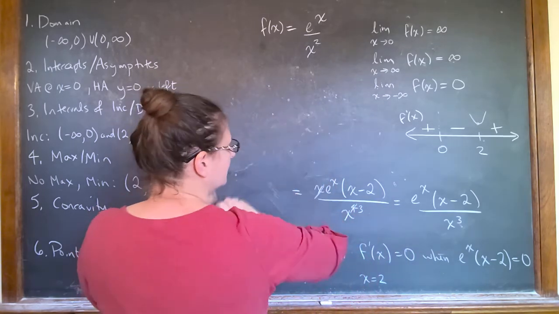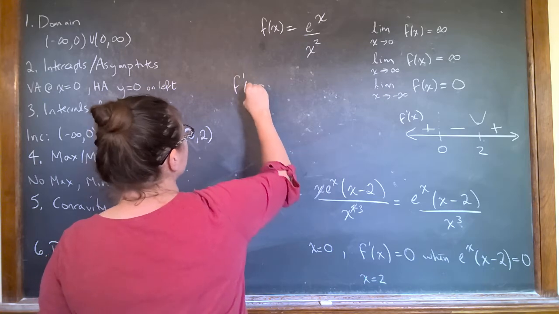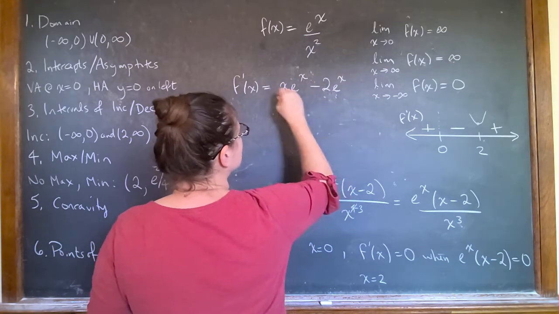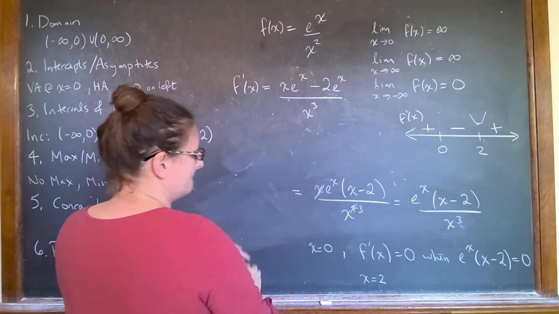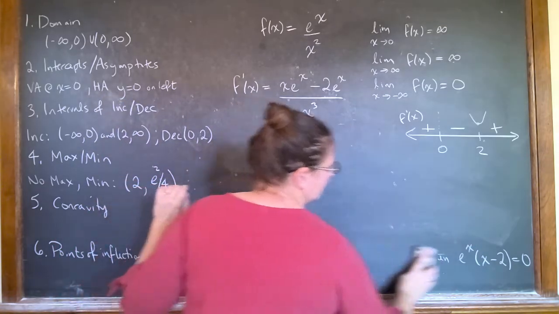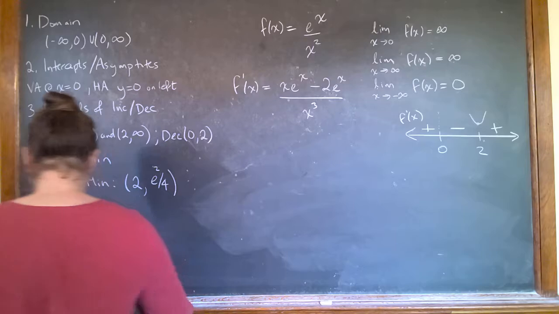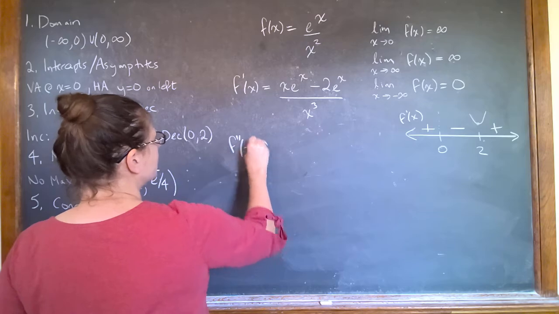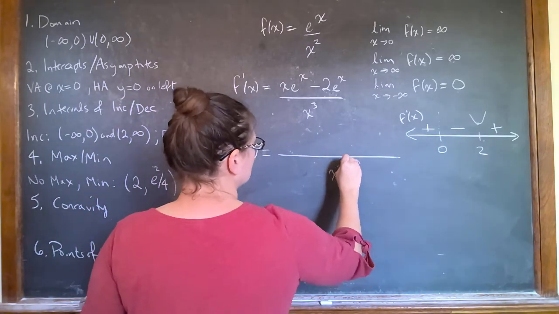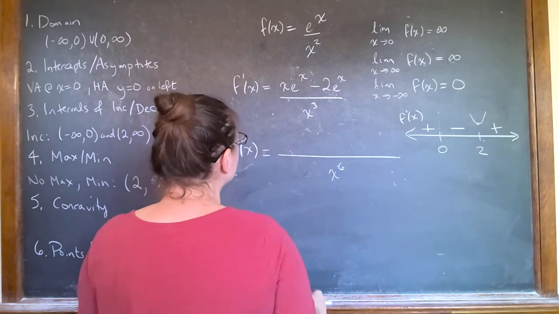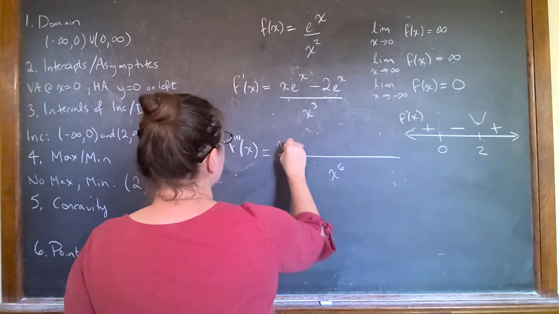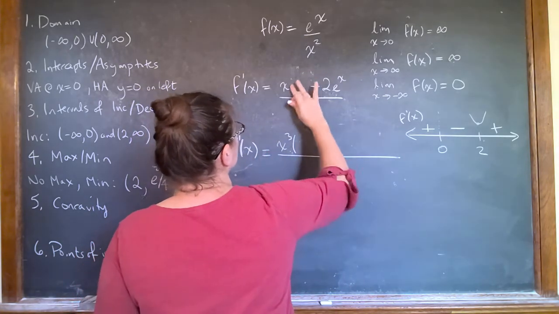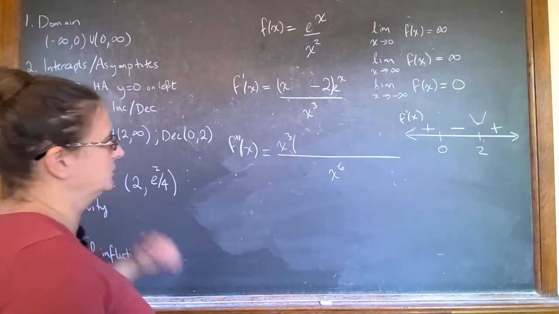If I have f prime of x, x e to the x minus 2 e to the x over x cubed, and now I'm going to take the derivative here, because I need the second derivative, I need to know about the concavity. So second derivative, x to the 6th, right? X cubed squared. And then I'm going to have x cubed times the derivative of the top. Maybe I should have just written it like this. What do you think? It'd be a little bit easier to do, right?